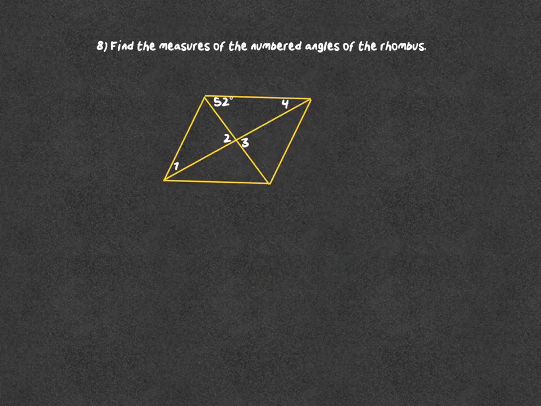For this next example, we're going to find the measures of the numbered angles of this rhombus. Okay, so it's a rhombus. We know that the sides are all the same. And we also know that diagonals of a rhombus are perpendicular to each other. So we have perpendicular in there, which makes the measure of angle 2 equal to 90 degrees, which is also equal to the measure of angle 3.